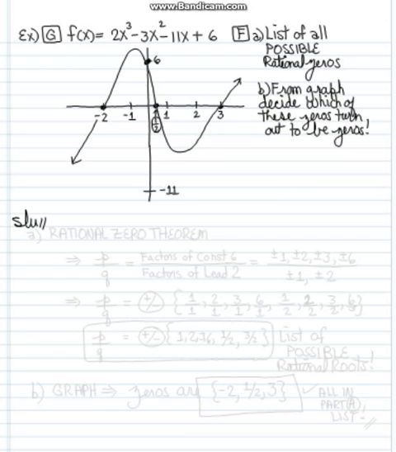And then part B, they ask us to look at the graph. We're not supposed to be noticing the graph for part A, but for part B, we're going to look at the graph and decide which of the zeros turned out to be the actual true zeros from the list in part A. Okay, so let's jump to part A, rational zero theorem.